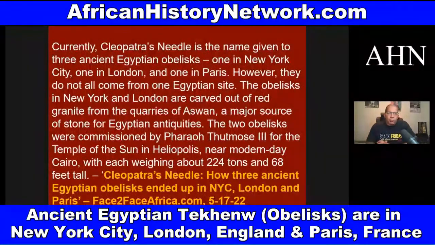Currently, Cleopatra's Needle is the name given to 3 ancient Egyptian obelisks, or Tekkenu, one in New York City, one in London, and one in Paris, France. However, they do not all come from one Egyptian site. The obelisks in New York and London are carved out of red granite from the quarries of Aswan, a major source of stone for Egyptian antiquities. The 2 obelisks were commissioned by Pharaoh Thutmose III for the Temple of the Sun in Heliopolis near modern-day Cairo, with each weighing about 224 tons and 68 feet tall.